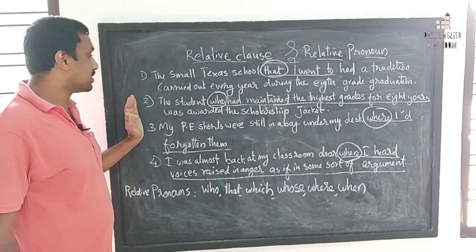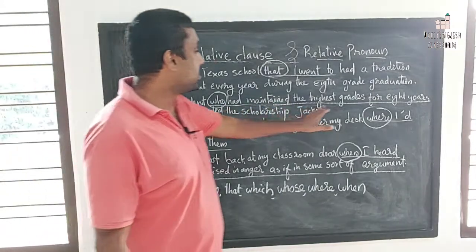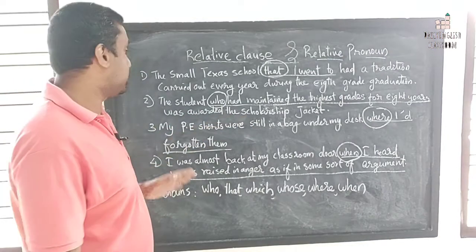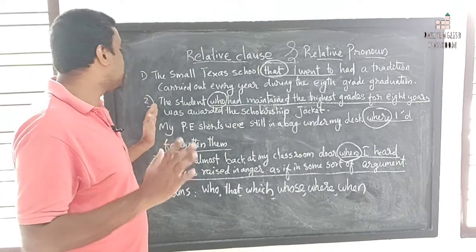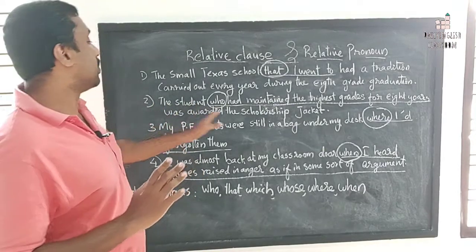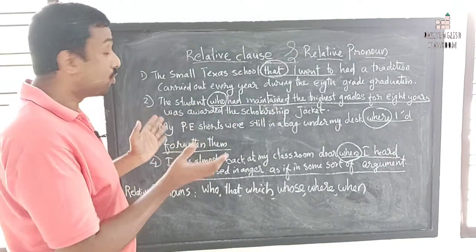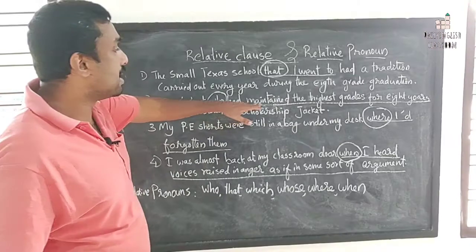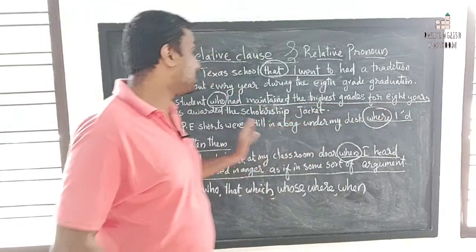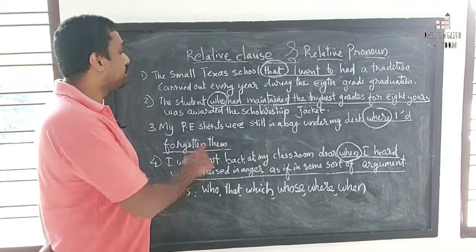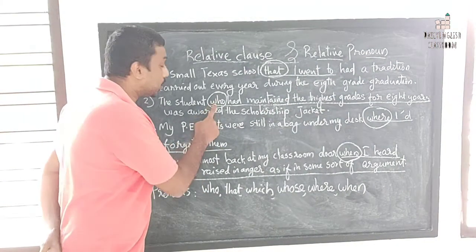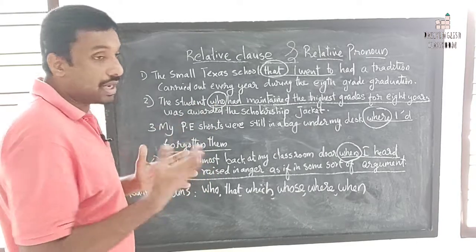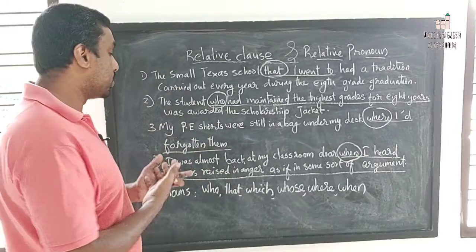Let's take the next sentence. The student who had maintained the highest grades for 8 years was awarded the scholarship jacket. In this sentence, the actual sentence is the student was awarded the scholarship jacket. When we are adding what type of a student, that is a relative clause. Who had maintained the highest grades for 8 years is the relative clause, and this relative clause begins with the relative pronoun who.